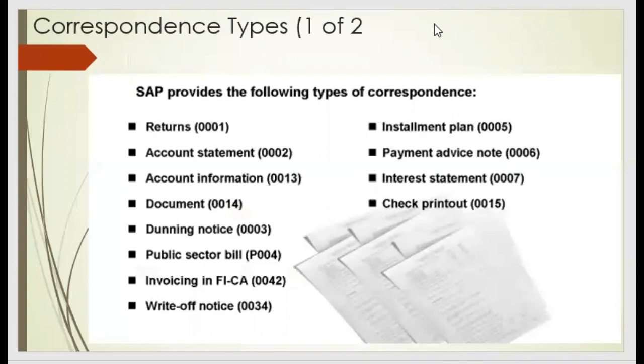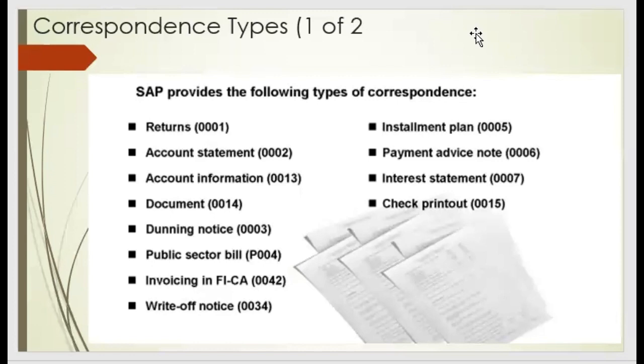But what are the types of correspondence we have in SAP ISU? You can see we have these many correspondence. We have returns, we have account statements, account information, document, dunning notice, public sector bill, invoicing in FICA, right of notice, installment plan, payment advice note, interest statement, and check printout. So all these are financial correspondence, actually a bit technical in nature, like returns.